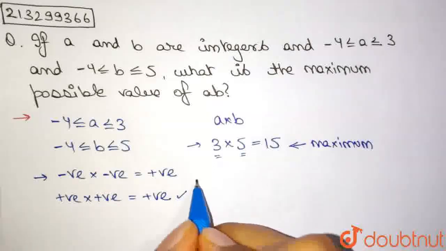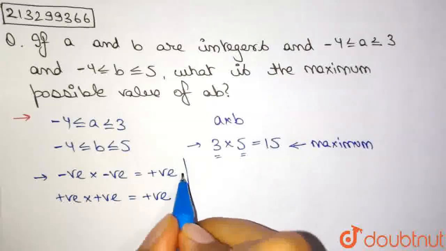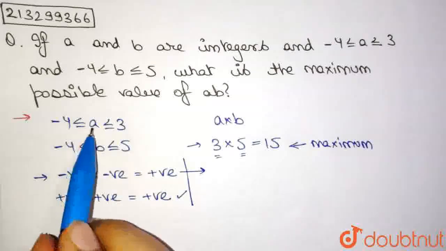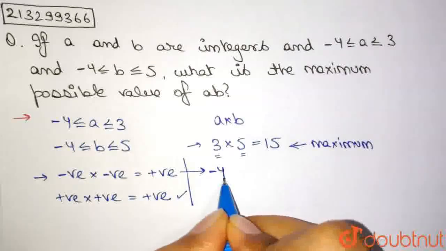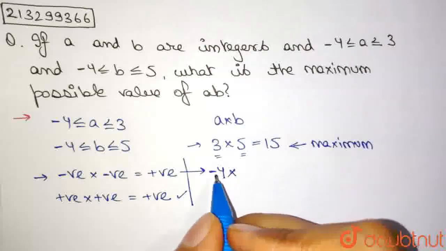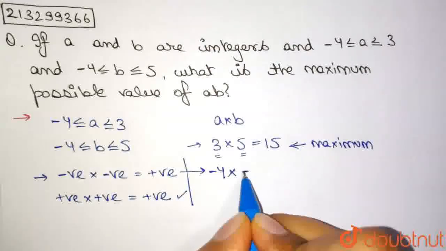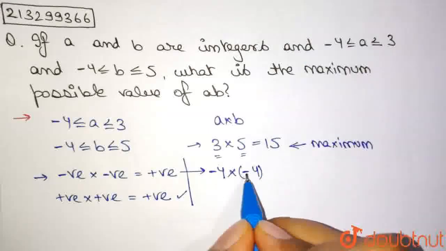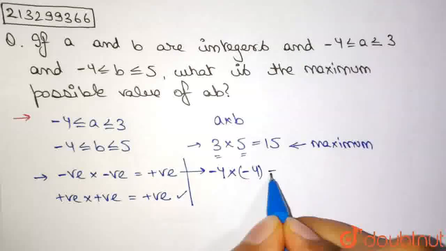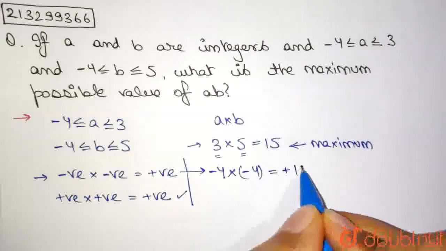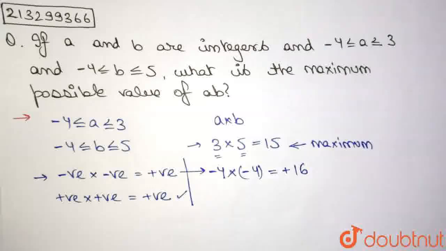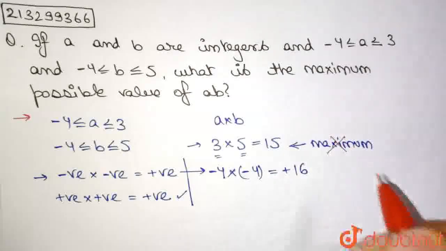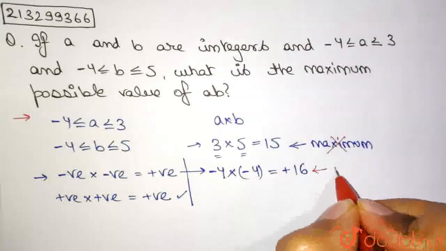So what is the maximum possible negative value for a? It is -4. And -4 multiplied by the maximum possible negative value of b, again -4. So -4 into -4. Since there are two minus signs, they cancel out, and 4 into 4 is 16, so it equals plus 16. Comparing, 15 is obviously less than 16. 16 is the largest value. So 15 is not the maximum value; rather, 16 is the maximum value.